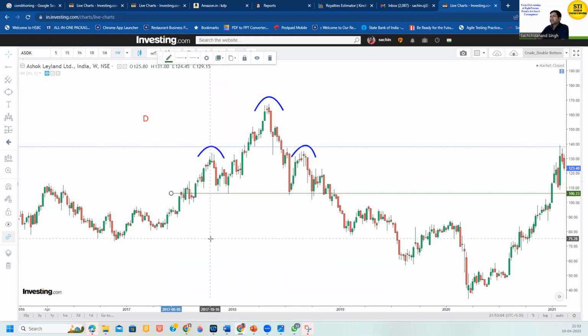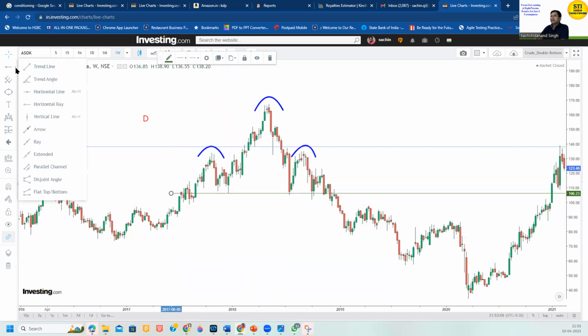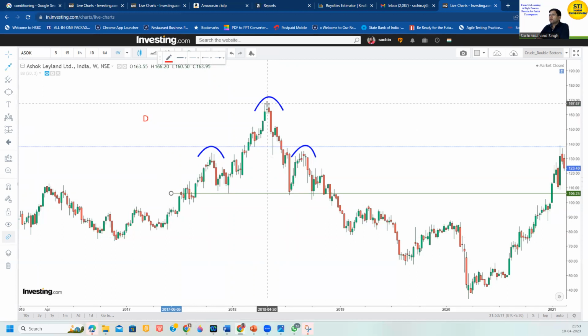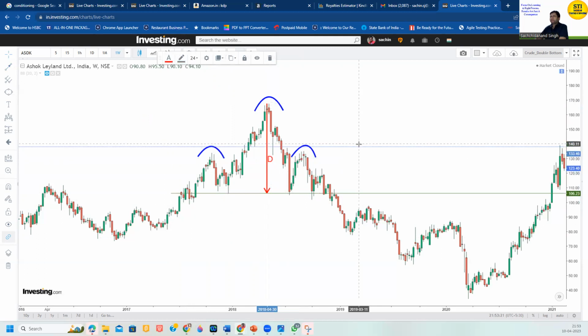So this line which I have drawn just now is considered as the neckline. Once you decide the neckline, if you put a perpendicular line from the head position down to this neckline, that is called D. That is the depth of this particular head and shoulder pattern.